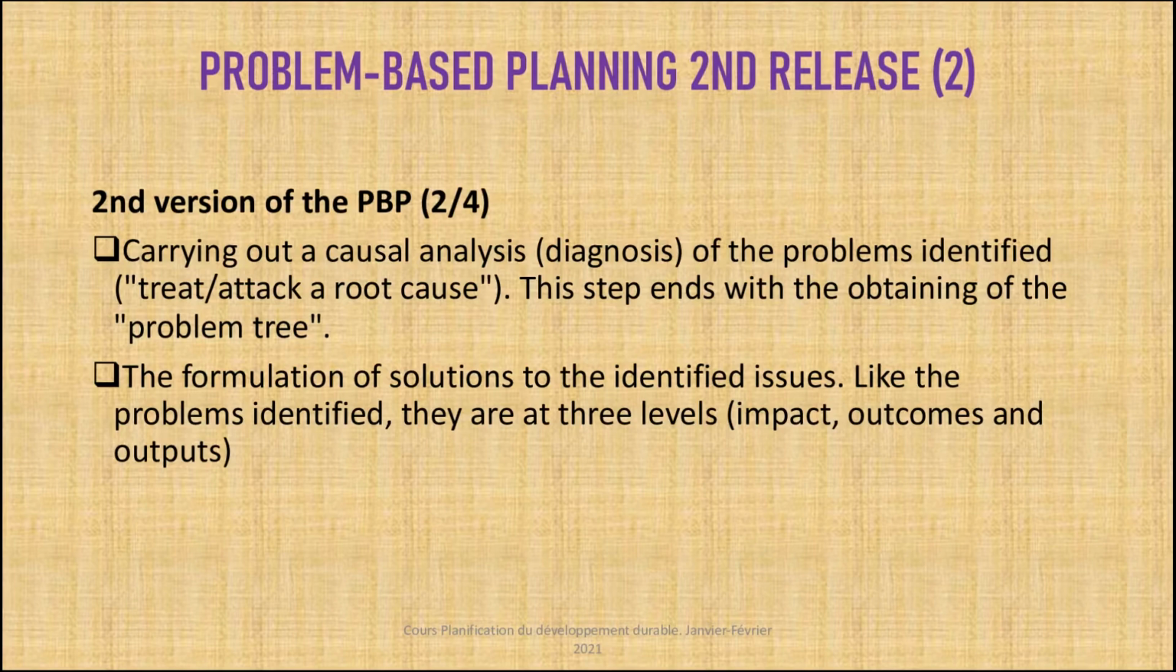And the following is the carrying out of causal analysis of the problems identified. This step ends with the obtaining of the problem tree. The following step is the formulation of solutions to the identified issues. Like the problems identified, there are three levels: impact, outcome, and output.